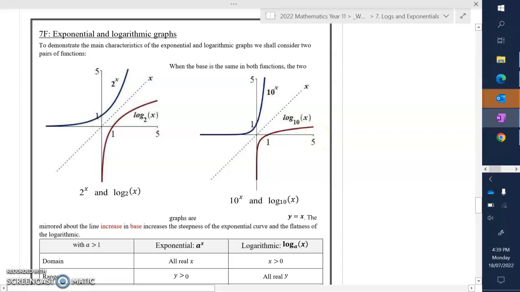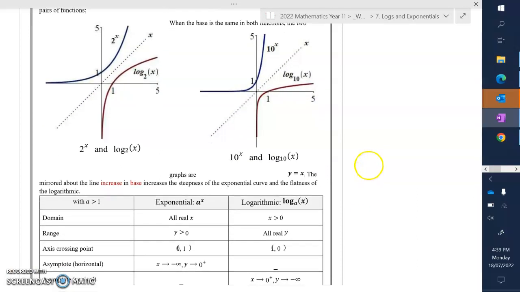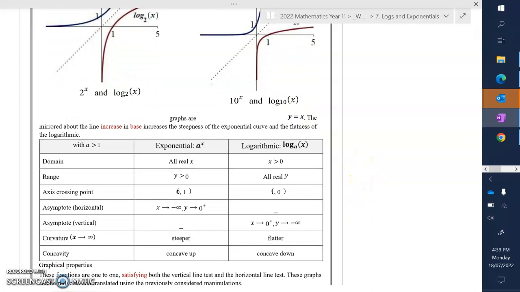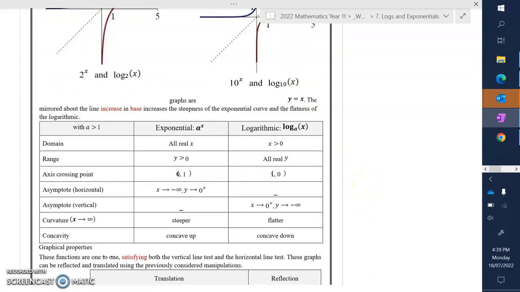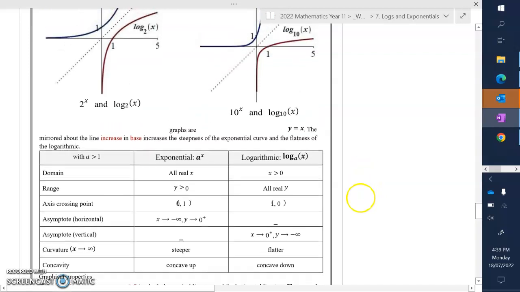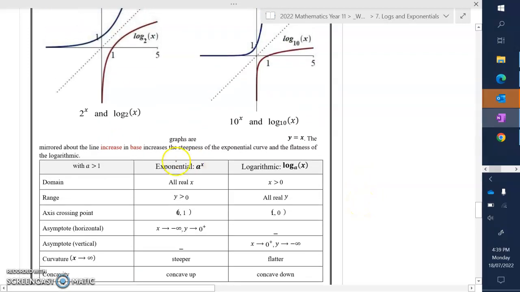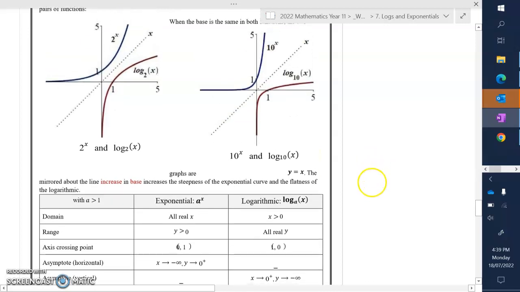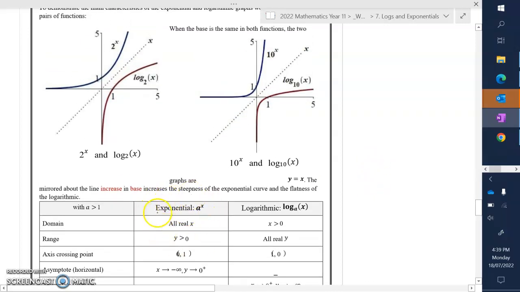What we want to have a look at with those sets of graphs is the information in the table down below. We want to look at the domain and the range and some asymptotes, and see what happens in each of those sets of graphs. So we have our exponential column and our logarithmic column. There are a lot of similarities, but we'll go back to our graphs. In our exponentials, our blue lines, our 2 to the x and our 10 to the x, our domain is all real x. All x values can happen for that.